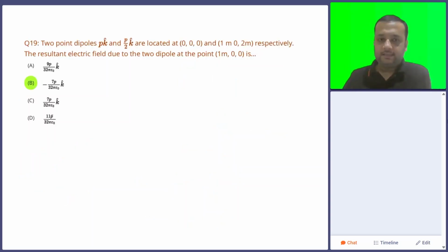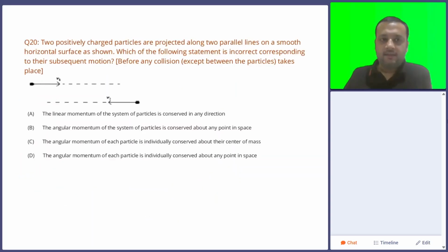Okay, let us see the next one. Here what is happening, there are two positively charged particles which are projected along two parallel lines on a smooth horizontal surface. Which of the following statements is incorrect? Again we have to choose the incorrect statement before any collision.